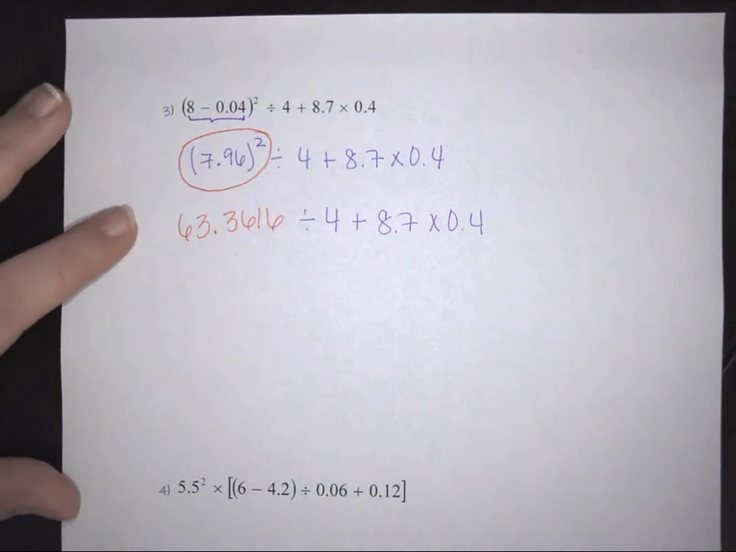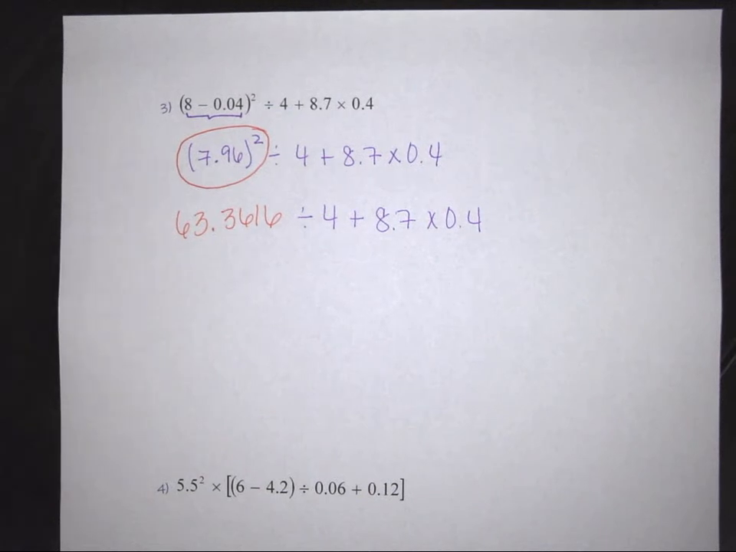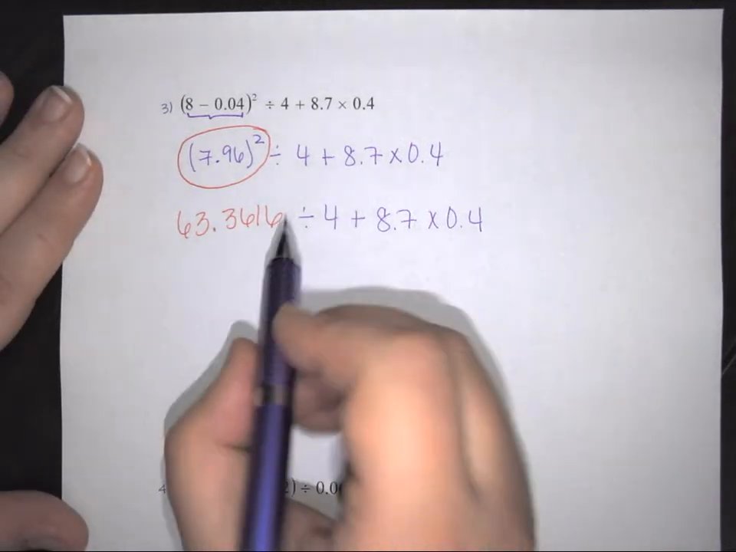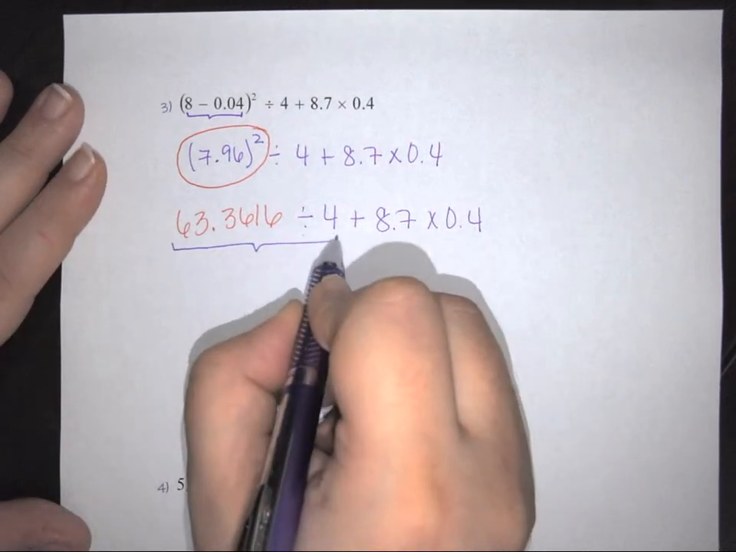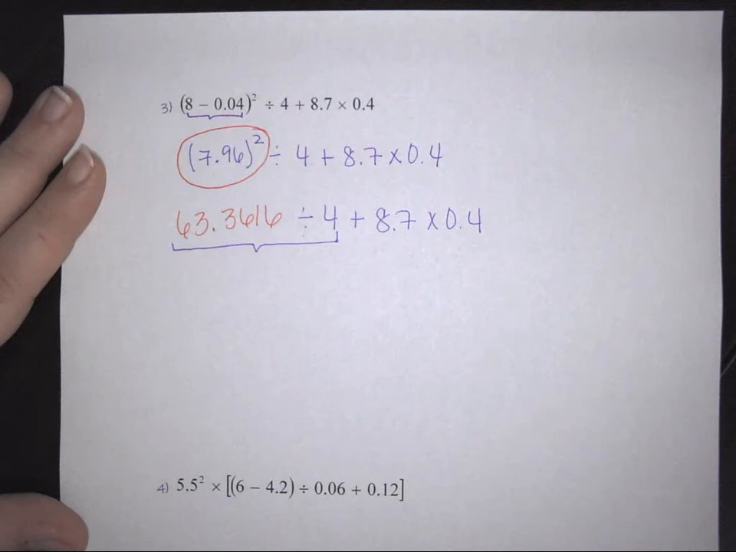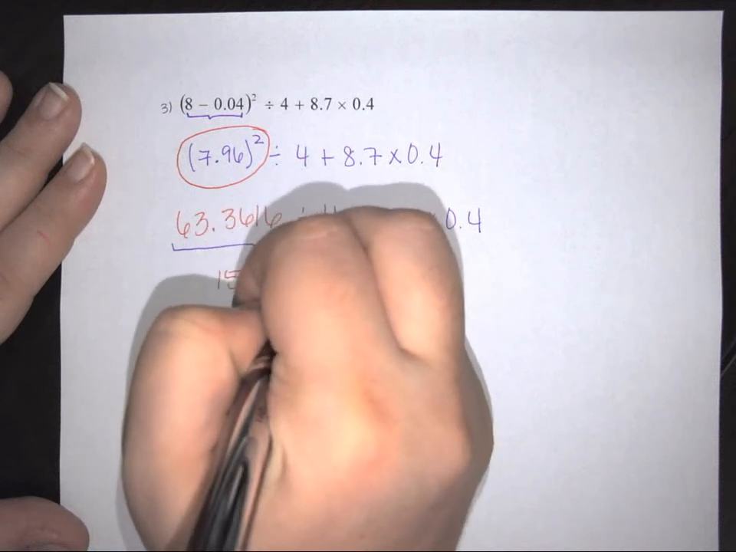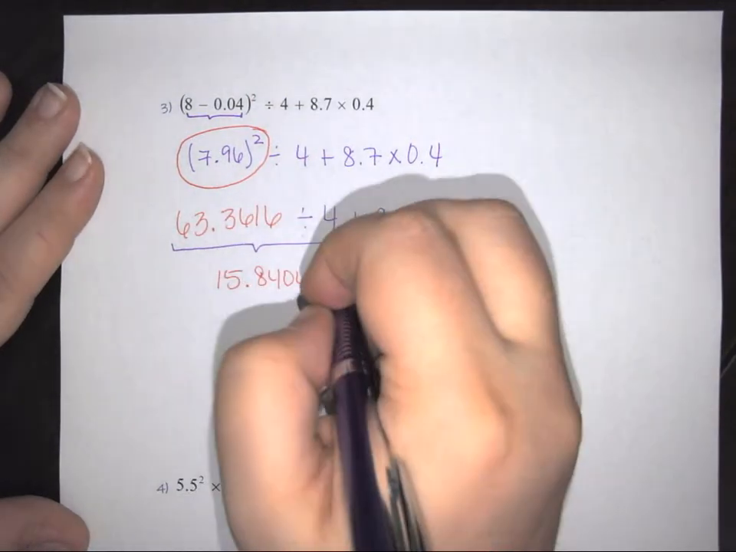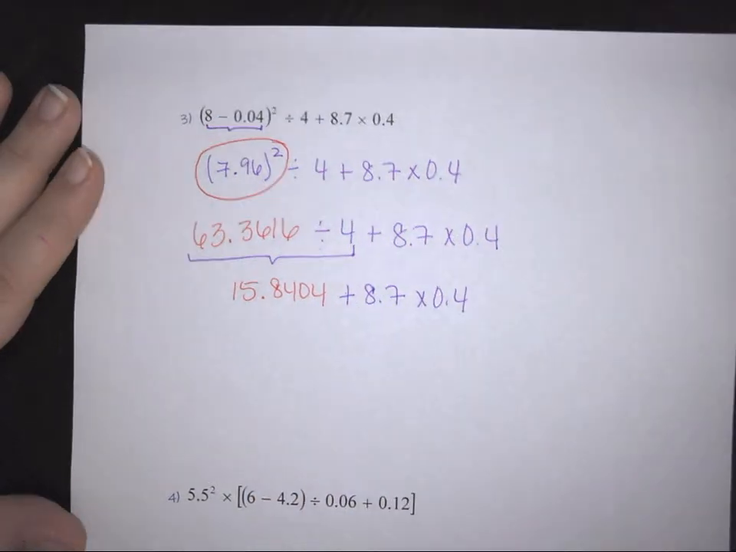I then have to move left to right, and I'm going to look for multiplication or division, and the reason for that is because I'm out of parentheses and I don't have any more exponents. So moving left to right, the first thing I have here operation wise is divide. So I'm going to combine these two here. So I've got 63.3616 divided by 4, which is going to give you 15.8404. And then we're going to have plus the 8.7 times 0.4.